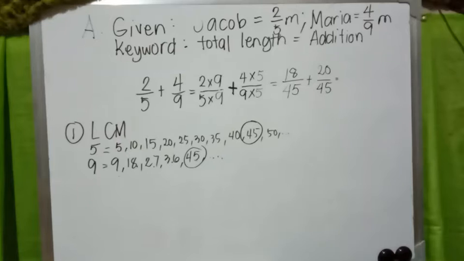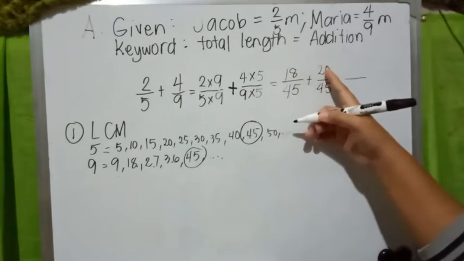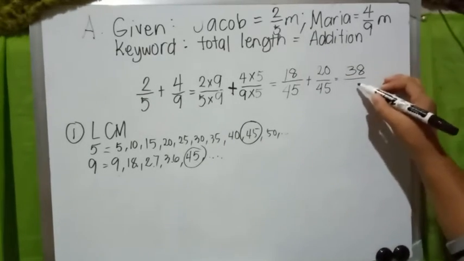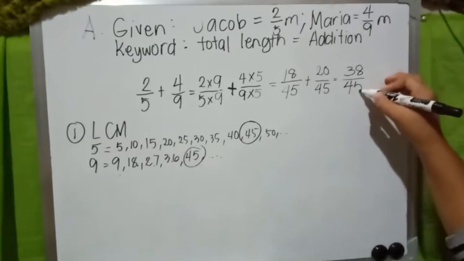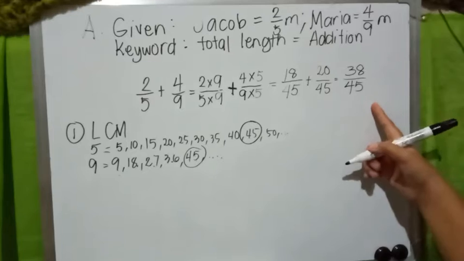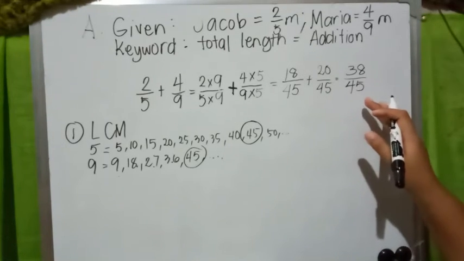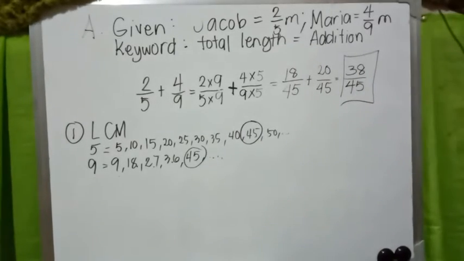So now that we have like fractions, we can now simply add our numerator and copy our denominator. Okay, 18 plus 20, that is 38 over, copy your 45, we got 38 over 45. Do we have a common factor between them? No more. So we can see that 38 over 45 is the total length of Jacob and Maria.